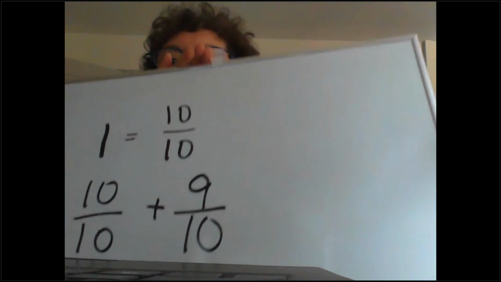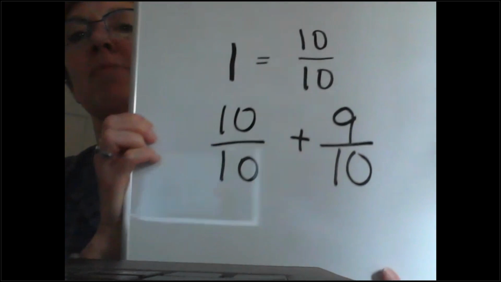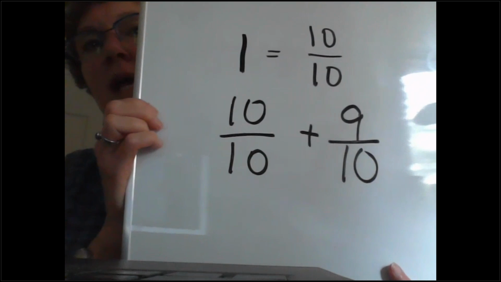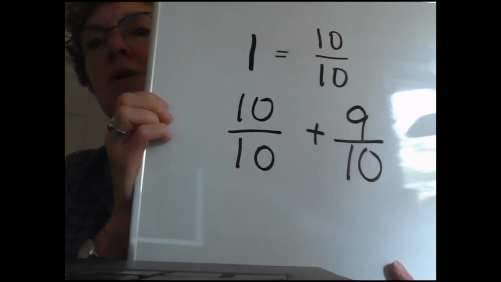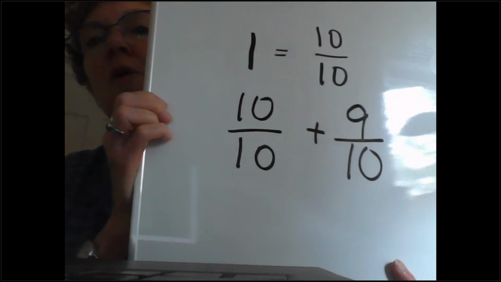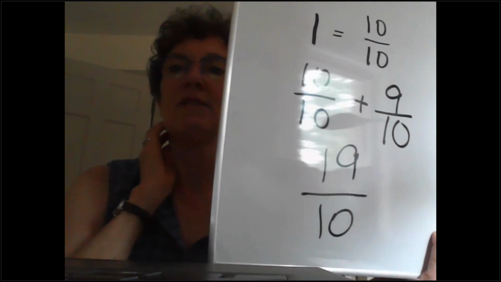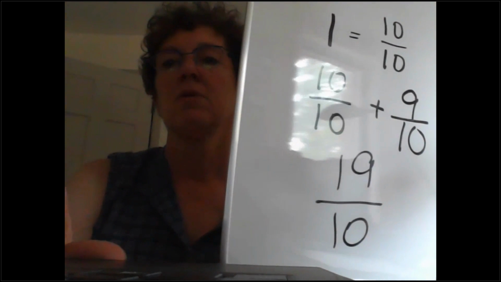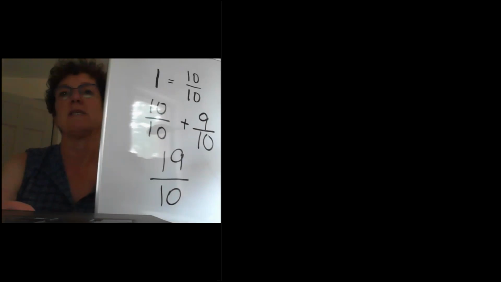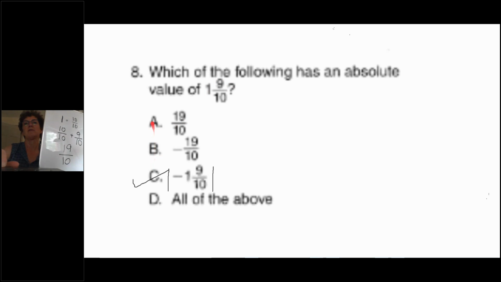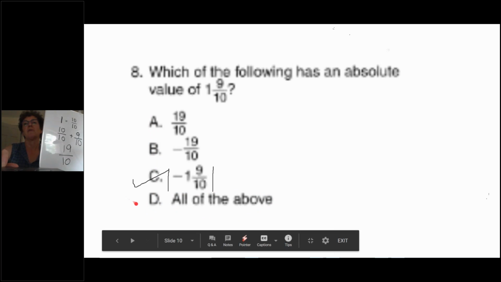So if I had 10/10 and added 9/10, because that's the mixed number that I have, 1 and 9/10, that would simplify to 19/10. So 1 and 9/10 written as an improper fraction, because the numerator is greater than the denominator, would be 19/10. So that tells me that the absolute value of positive 19/10 is 19/10, but also the absolute value of negative 19/10 would also be 1 and 9/10. So these are both true as well. So A, B, and C, all of the above, is the correct answer.